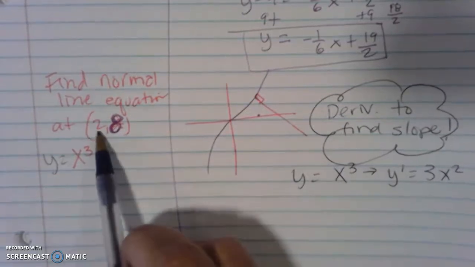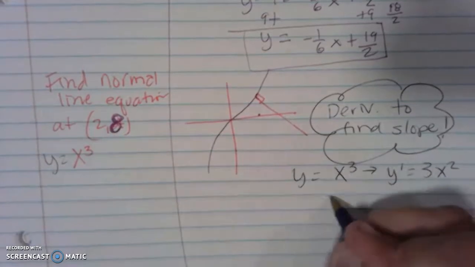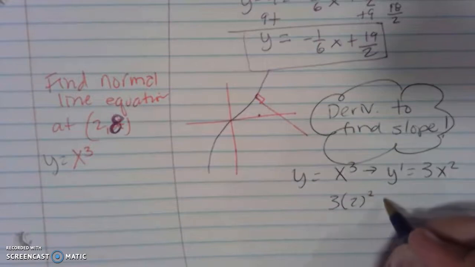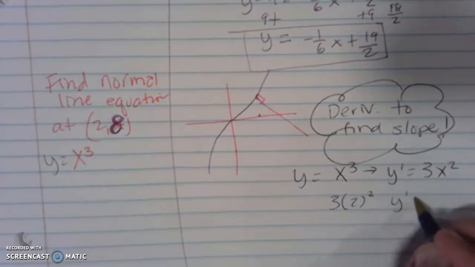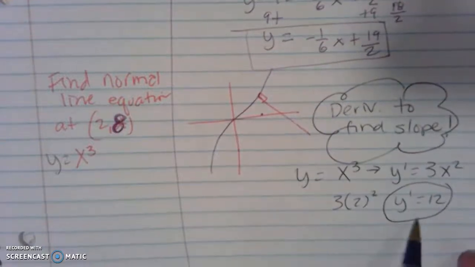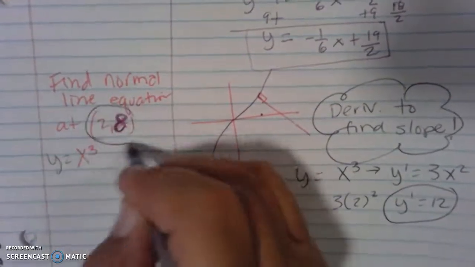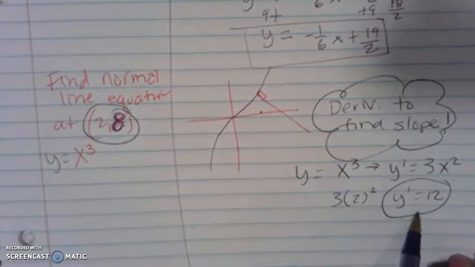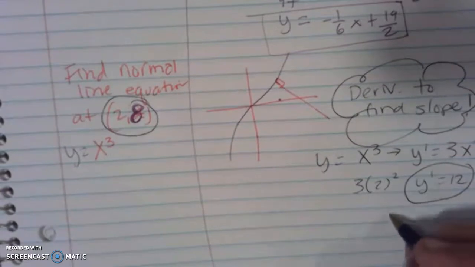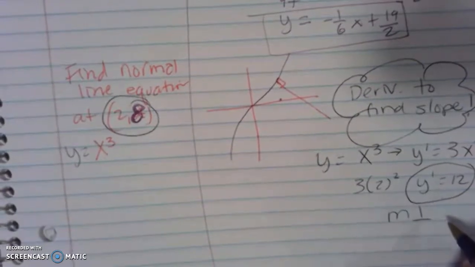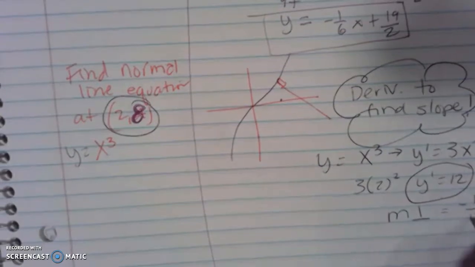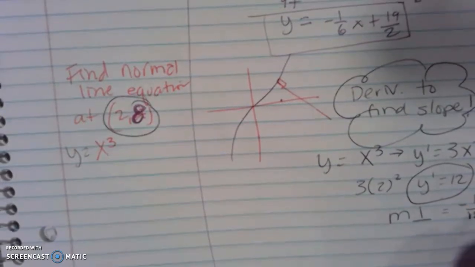Now, if my x value is 2, we go 3 times 2 squared. 2 squared is 4, and 4 times 3 is 12. So y prime equals 12. There's my slope. So I have a point that's given to me and a slope, and I want to write the equation of the normal line. If the slope is 12, I need to find the perpendicular slope. The perpendicular slope is -1/12, the opposite reciprocal.